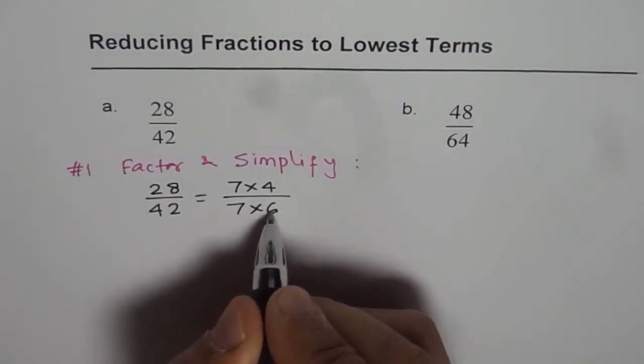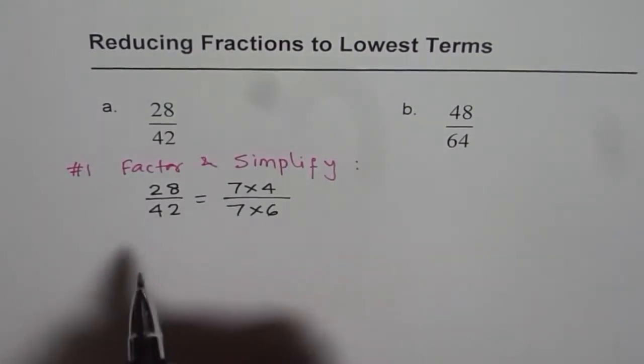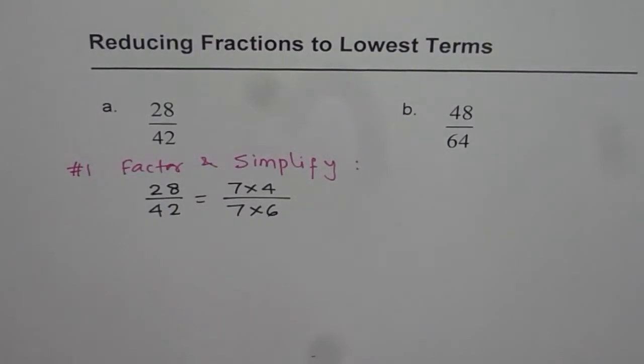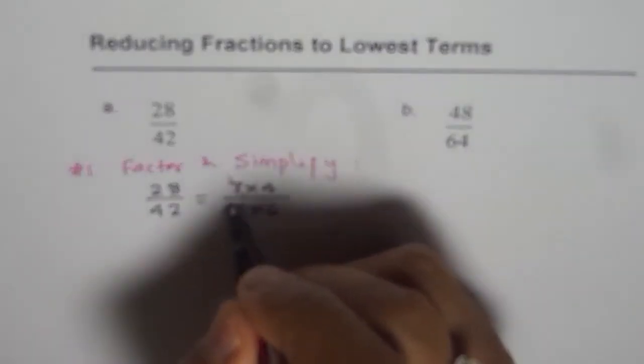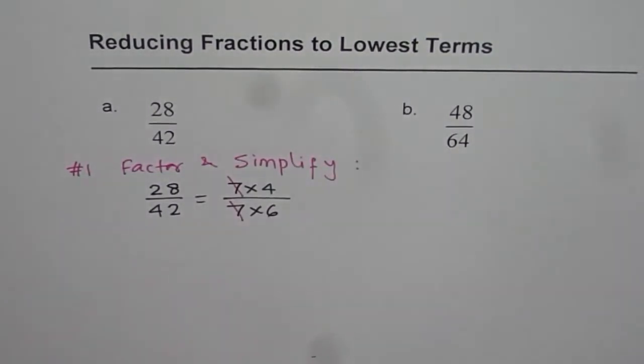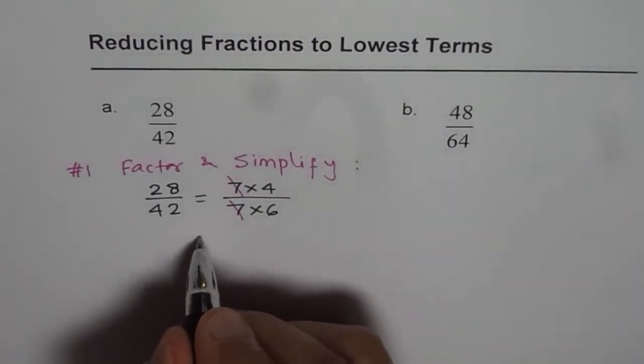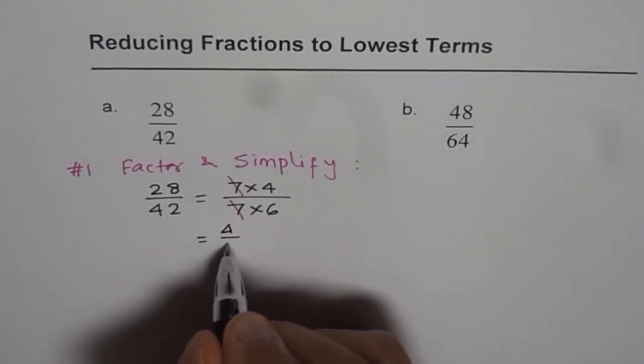If I write 28 as 7 times 4 and 42 as 7 times 6, then we see a common factor, which is 7 and 7. So we can cancel it out. That means dividing by 7 is my first step. If I do that, I get 4 over 6, correct?